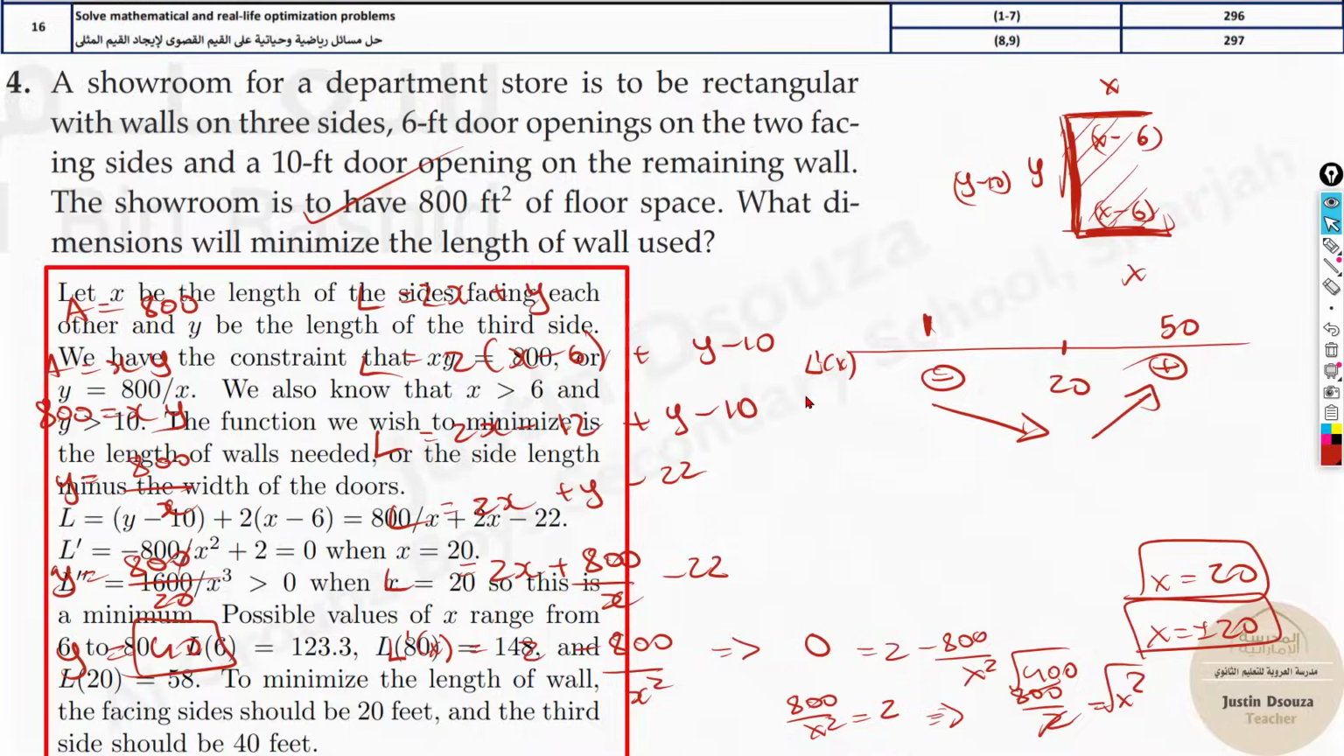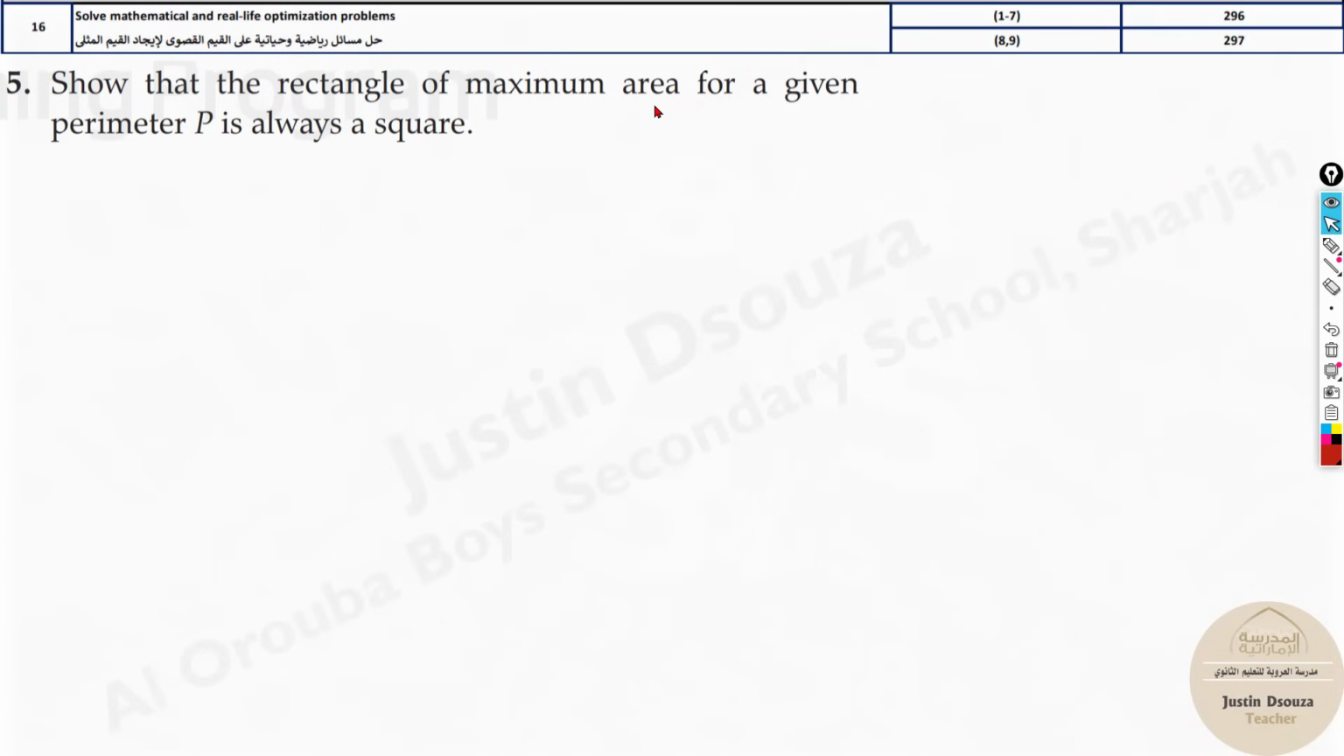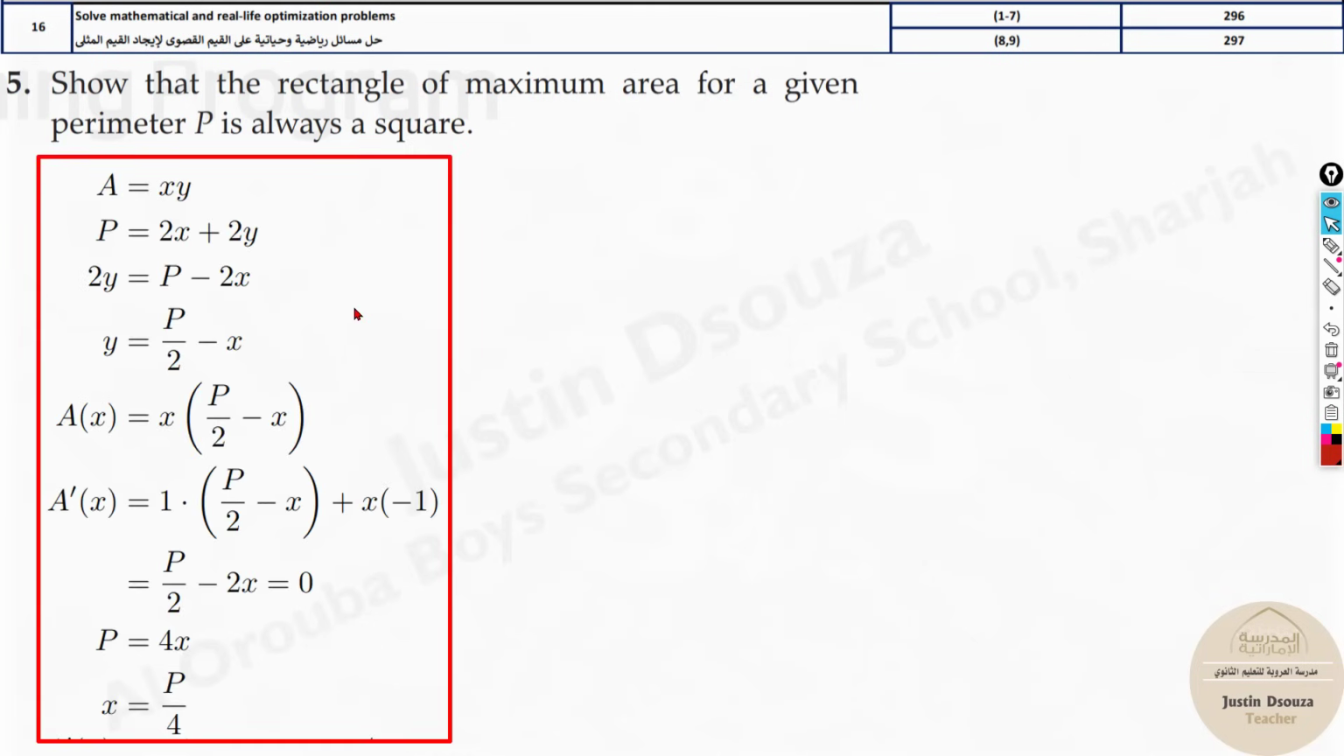So this is how we solve this problem. And now we have a couple more problems. It's all proving and showing, so I will just explain these over here itself. Now, show that the rectangle of maximum area for a given perimeter P is always a square.